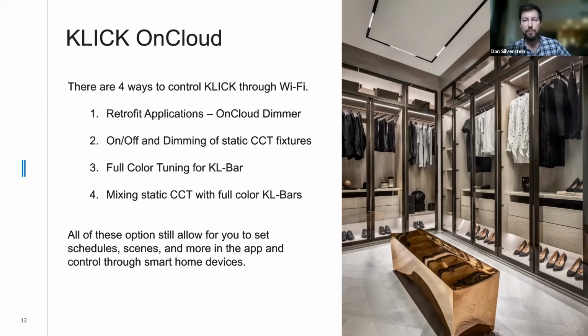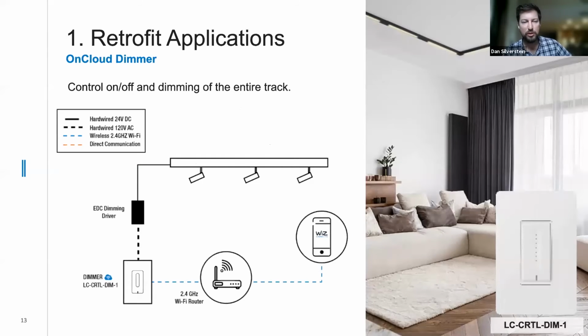All right, so the first one, that's kind of the simplest installation here. So the way the first one works is you've got your regular KLICK track connected to your regular dimmable driver, and that driver is wired to the dimmer. And so the way that's going to work, I'm going to leave presentation mode.